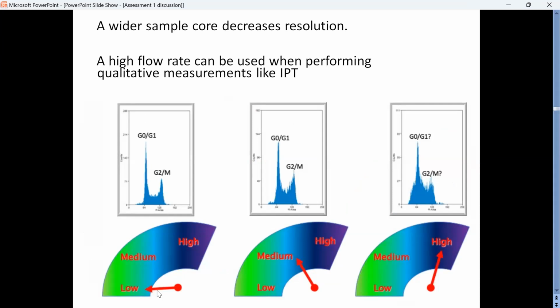When you do it in a low sample pressure mode, the sample core is very tight or thin, and you get beautiful resolution like this. G0, G1, this is S phase, and then G2, M phase.